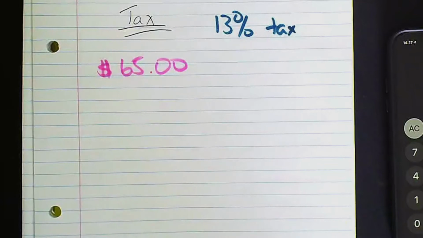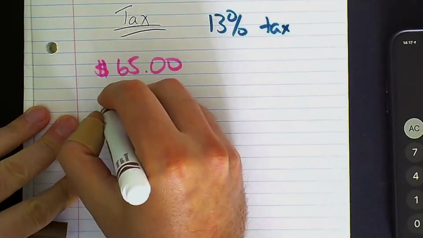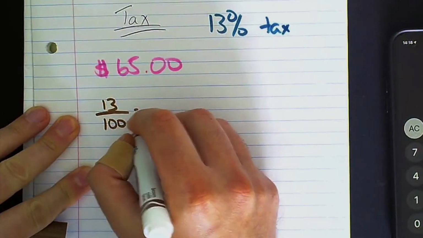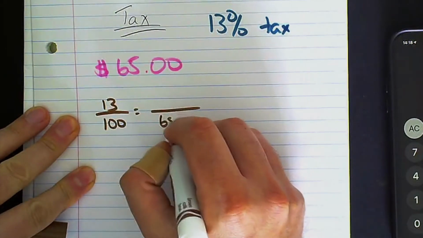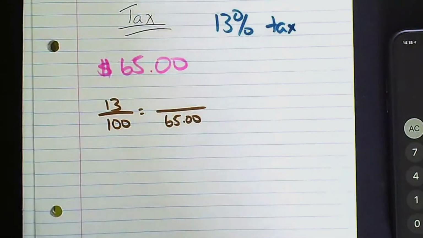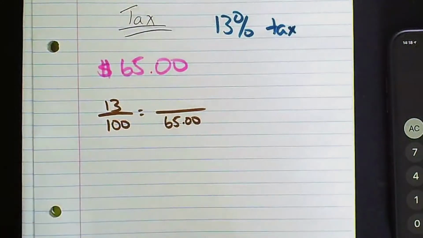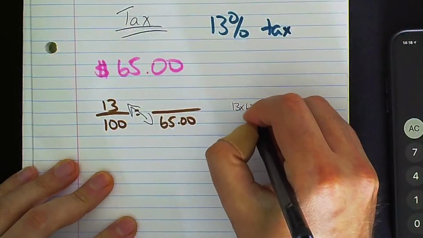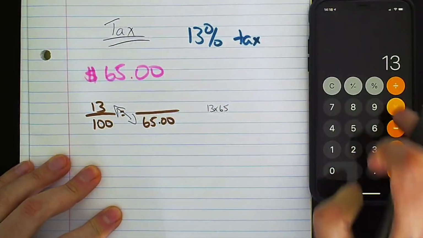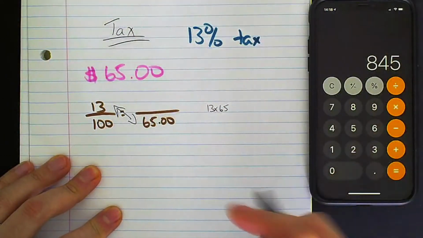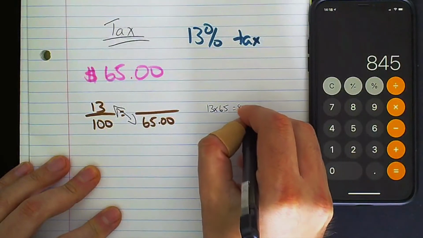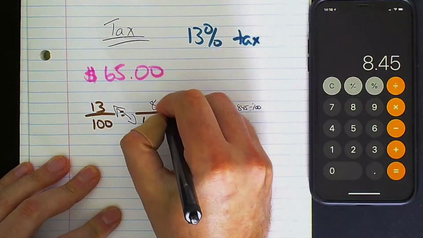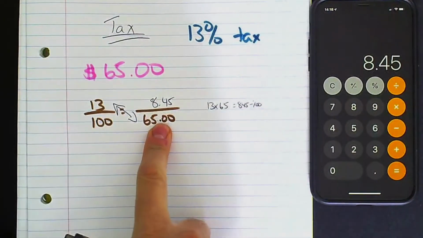Okay. So it costs $65. We pay 13% tax. Percent's always out of 100. So now the total price, $65. Here you would set up another cross multiply. It's already there for you. So you would just cross multiply. 13 times 65. So 13 times 65 is 845. Divide this by 100. $8.45. That's how much tax you're paying right now.